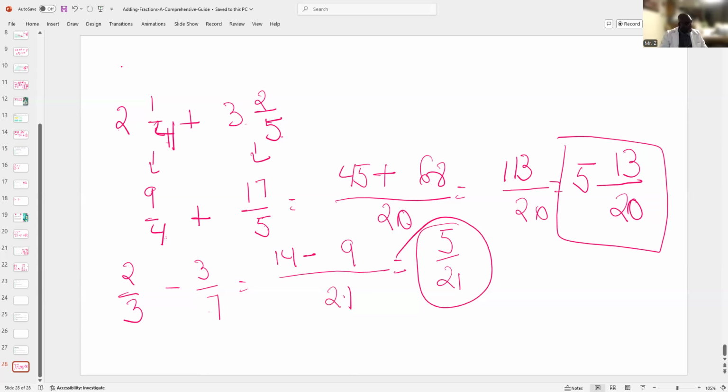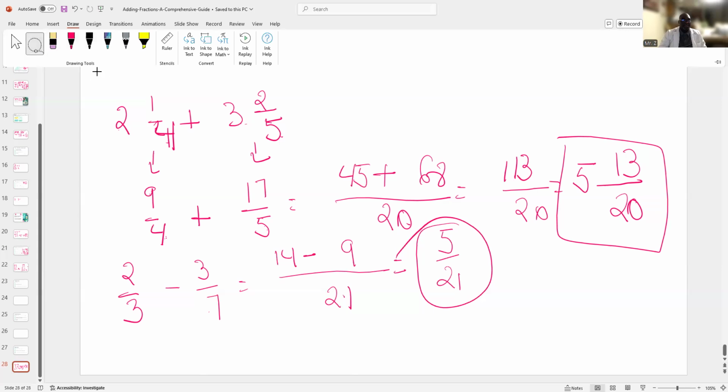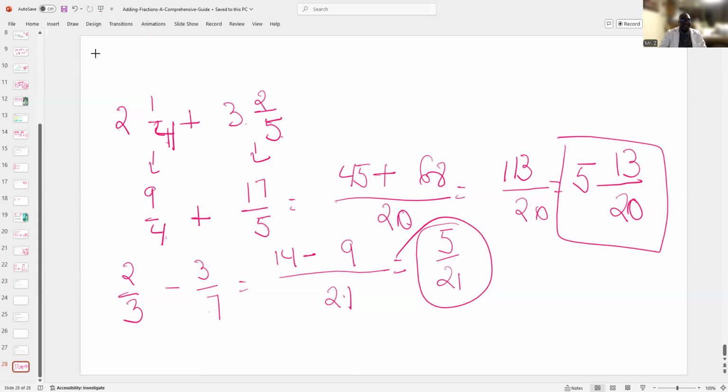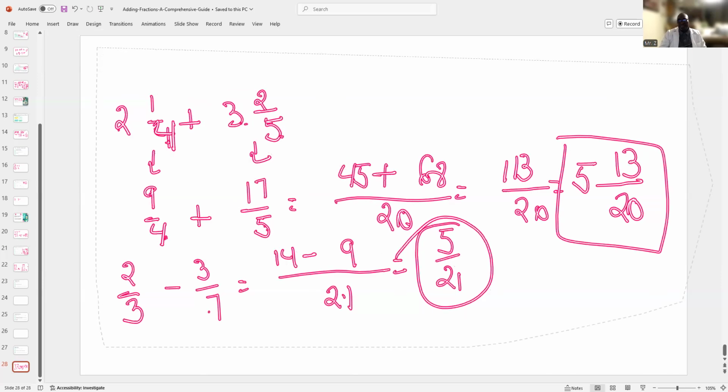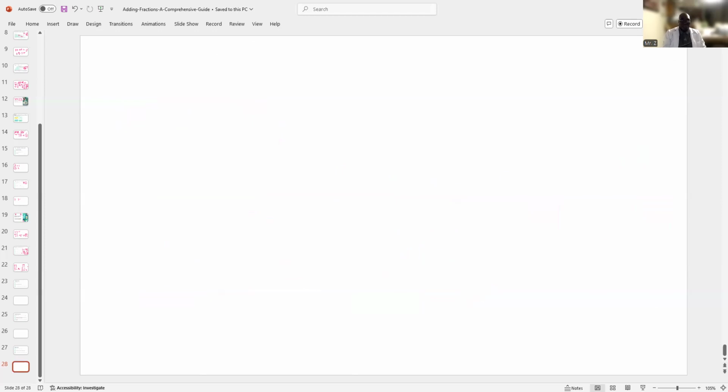So practice and make it perfect. If you do a lot of practice, you're going to learn. Let me do one more exercise. As I said earlier, at the end, you will understand how to solve them. Let's do one more thing.